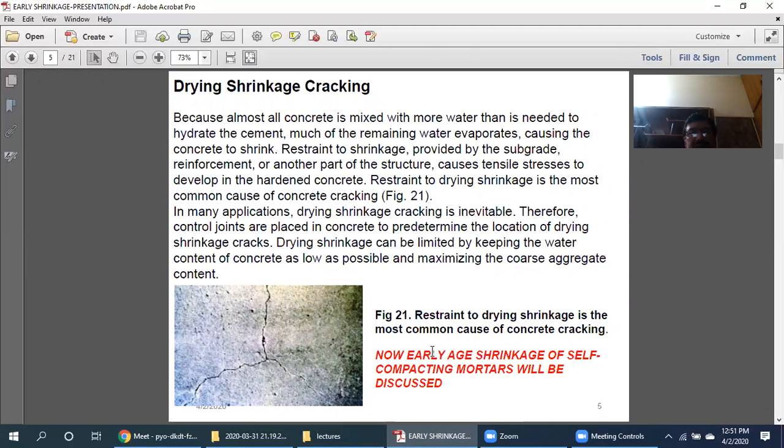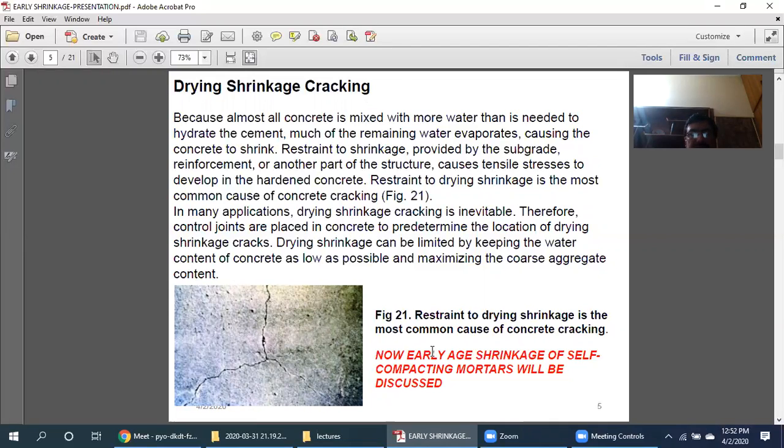Drying shrinkage cracking. Because almost all concrete is mixed with more water than is needed to hydrate the cement, much of the remaining water evaporates, causing concrete to shrink. The restraint to shrinkage provided by the subgrade, reinforcement, or other part of the structure causes tensile stresses to develop in the hardened concrete. Restraint to drying shrinkage is the most common cause of concrete cracking, which you can see in figure 21.